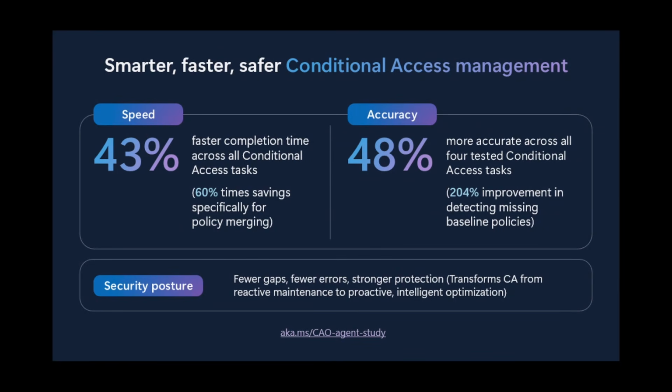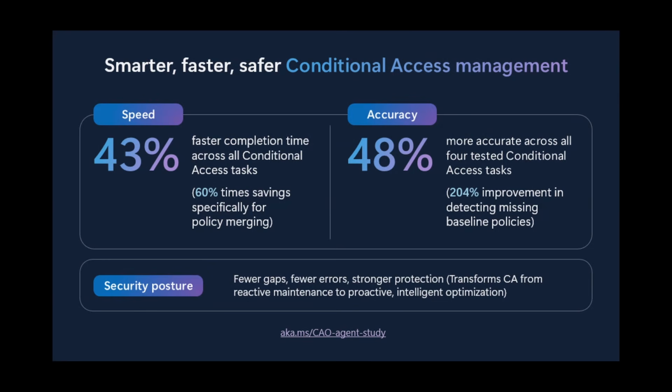And 100 of those admins had the CA optimization agent available to them. 100 did not, but they had whatever other tools they wanted. They could use a regular Copilot chat embedded in Entra. They could use any external AI tools, Google, whatever. And what we saw was that regardless of the tools that the other admins were using, admins with the agent were both faster and more accurate.